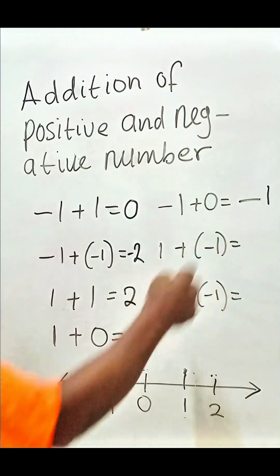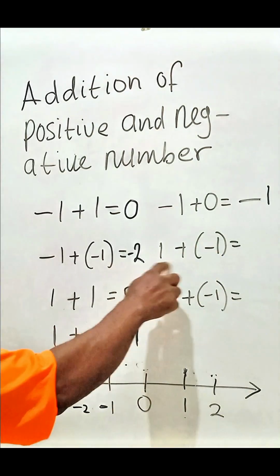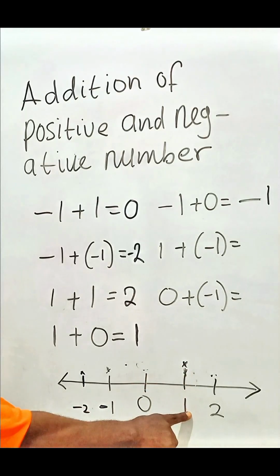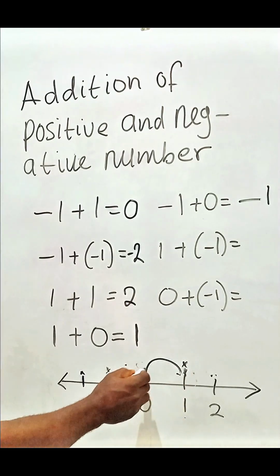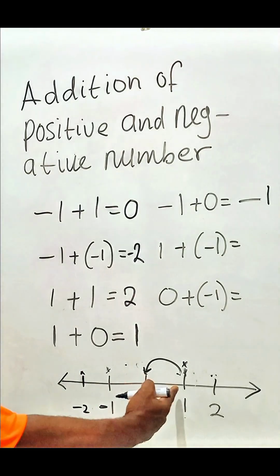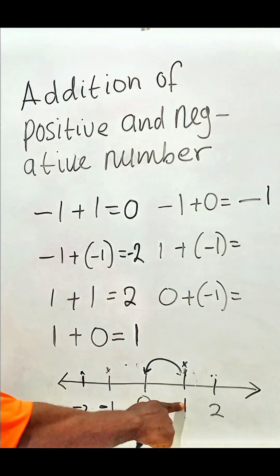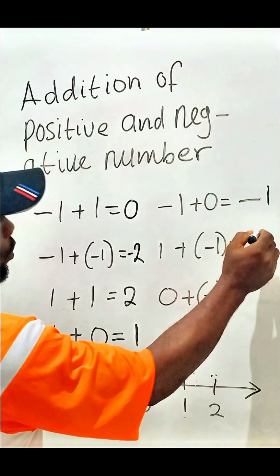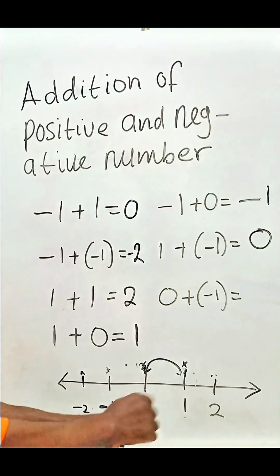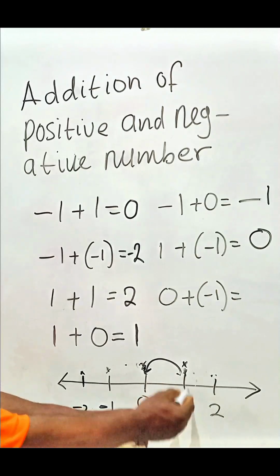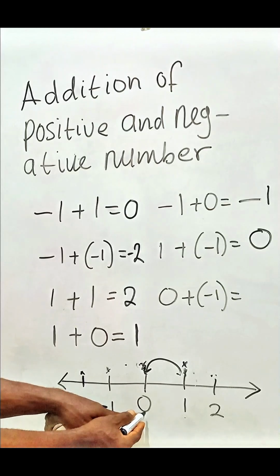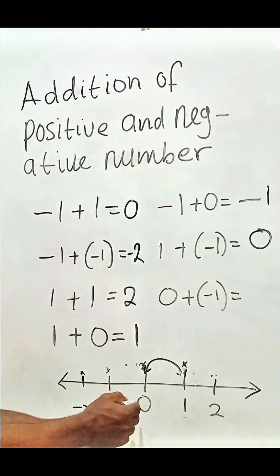1 plus negative 1, positive 1 plus negative 1. So if we start from positive 1 here, and we move 1 unit to the left, that means we are taking away 1 from positive 1. So the result is going to be 0. We are going to stop at point 0. So positive 1, we move 1 unit to the left of 1. The result is 0. We take away 1 from 1. The result is 0.